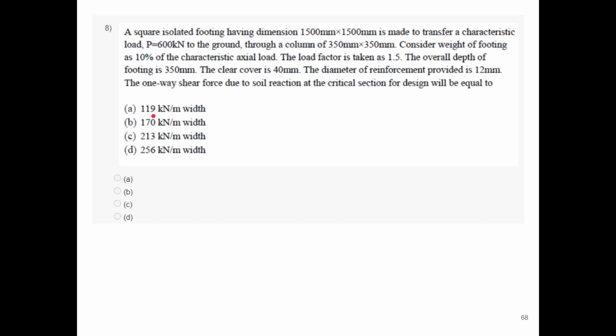A 119 kilonewton per meter width, B 170 kilonewton per meter width, C 213 kilonewton per meter width, or D 256 kilonewton per meter width. Which is the correct option? Which will be the one-way shear force due to soil reaction at the critical section for design per meter width?